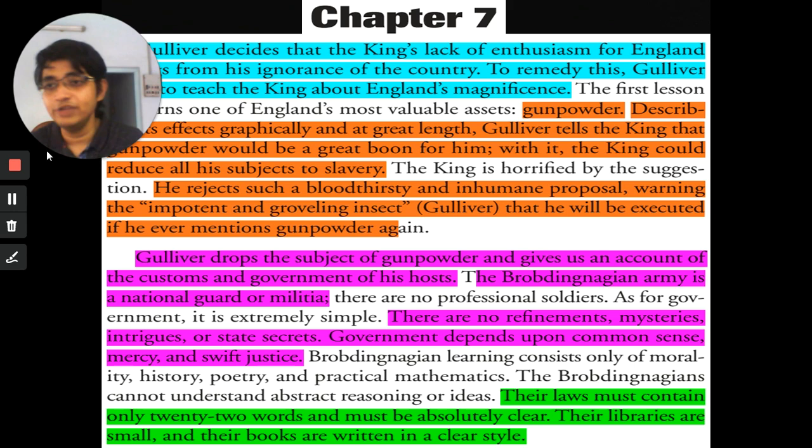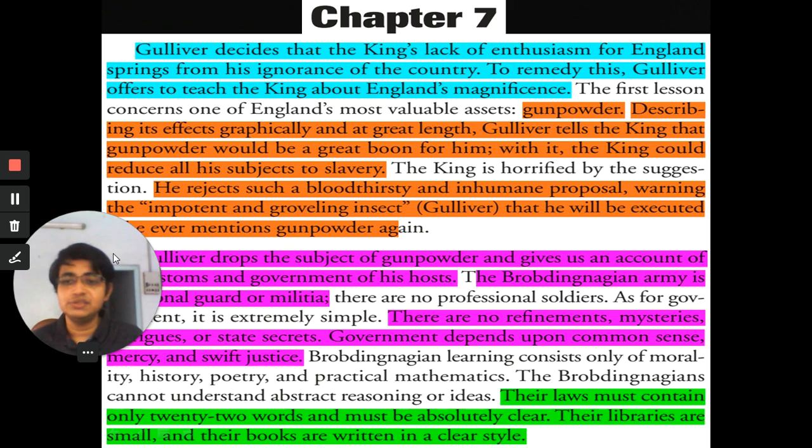Now let us move into chapter 7 of Gulliver's Travels. Gulliver decides that the king's lack of enthusiasm for England springs from his ignorance of the country. It might be that the Brobdingnagian king does not know about the English kingdom. So to remedy his ignorance, Gulliver thinks, let me give him some knowledge. Gulliver offers to teach the king about England's magnificence, the great magnificence of the English Empire.